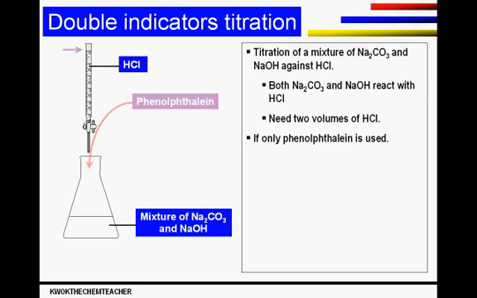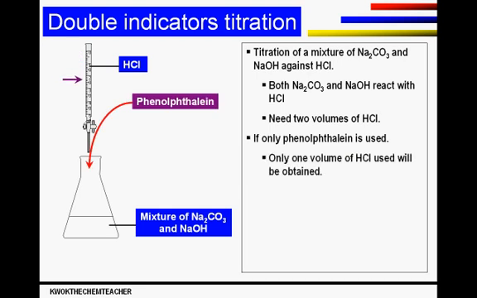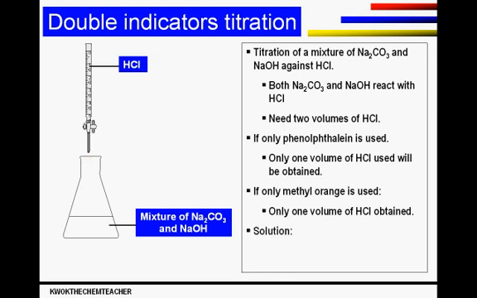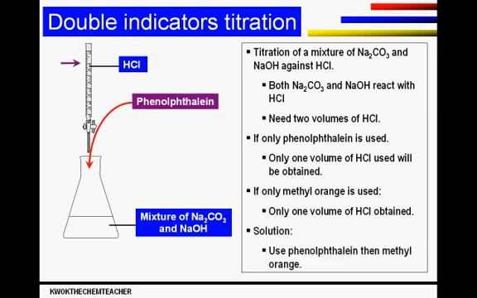If only phenolphthalein is used, only 1 volume of hydrochloric acid will be obtained. If only methyl orange is used, only 1 volume of hydrochloric acid will be obtained. The solution will be to use phenolphthalein, then methyl orange. This will provide us with 2 volumes of hydrochloric acid used, and we can use this information to calculate the amount of sodium carbonate and sodium hydroxide present.